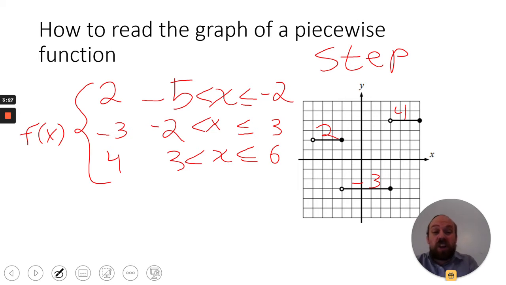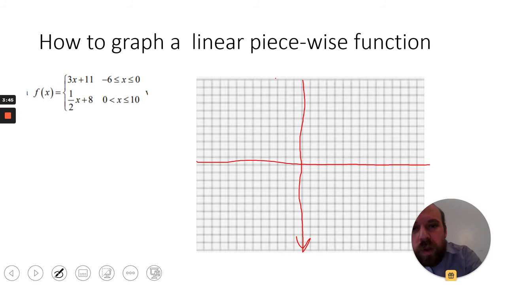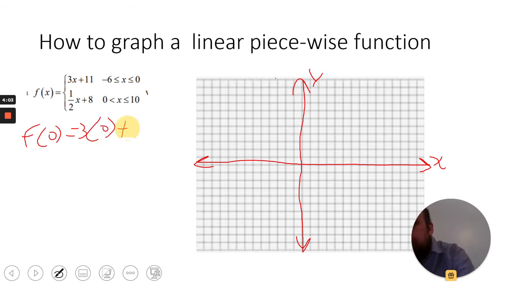Now let's do the reverse. Starting with the equation, how do we make the graph? So we want to learn how to graph this function. The first thing you do is you draw your axes. There's your x and y axis. And the first point you plot is the point where it changes functions. So in this case, it's 0. So you do f of 0 in both equations. Get 11. And that will be a closed circle.